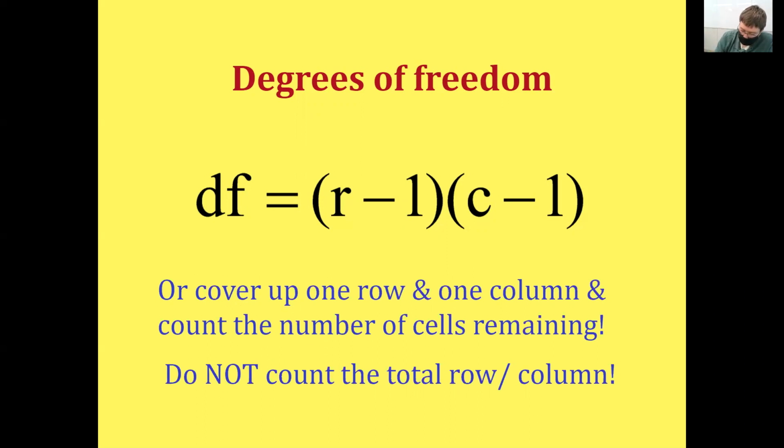So looking at example 4, if I cover up the newspaper readers column and I cover up the 50 and older column, I'm left with 4. Because it's the number of rows minus 1. So number of rows is 3, minus 1 is 2, times the number of columns minus 1. Columns has 3, minus 1, which is 2. So what is 2 times 2? 4. So my degrees of freedom for example number 4 is going to be 4.